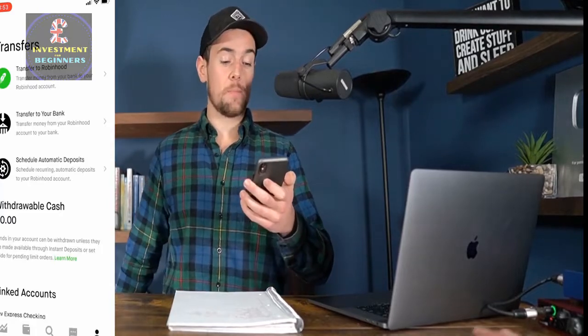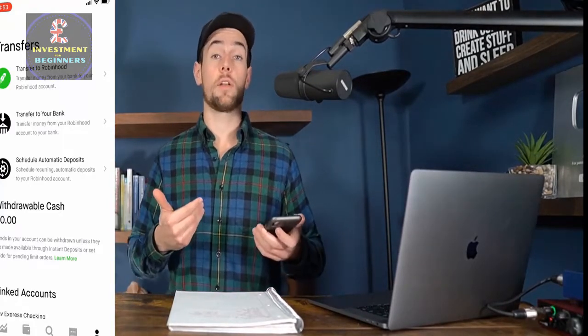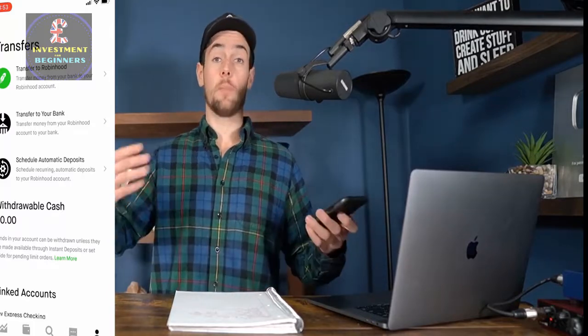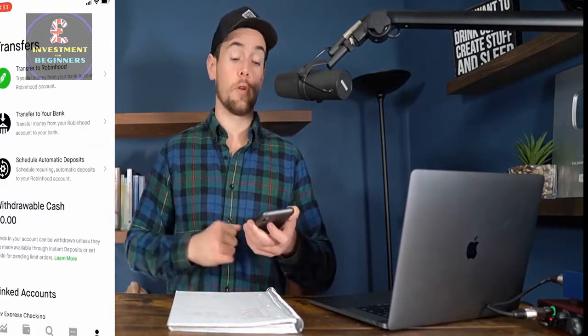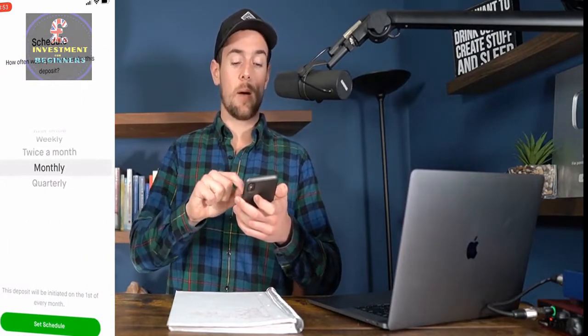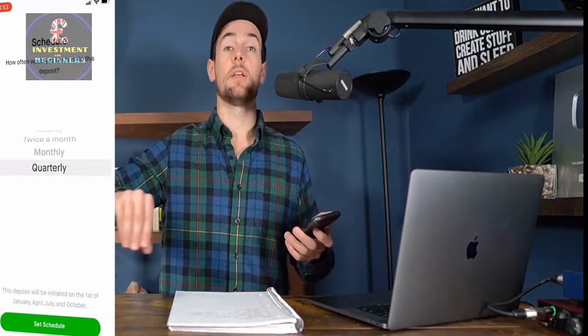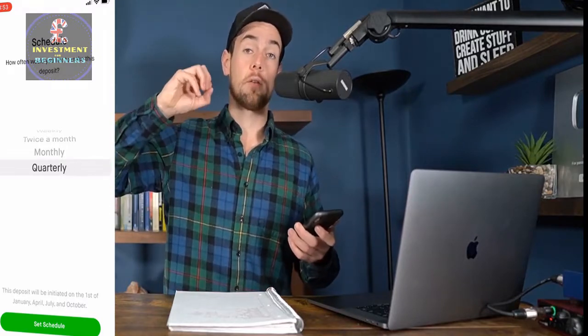Lastly, while we're here in this menu, I want to talk about scheduling automatic deposits. That would be if you want to put 10 or 20 or 50 bucks per week into Robinhood. You can schedule automatic deposits. That way you have money coming in one time, weekly, twice a month, monthly, or quarterly, but then you would have to actually direct that money yourself and choose where you're putting that money in terms of purchasing investments.